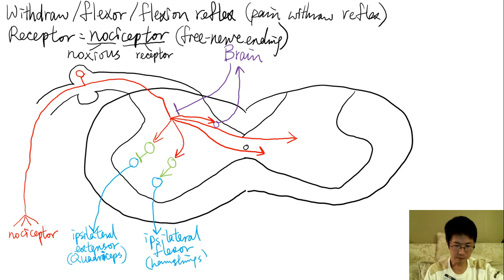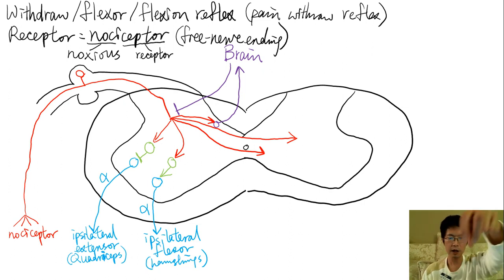All right. So this one is the alpha motor neuron. This is also alpha motor neuron. Okay. There is no gamma motor neuron going back to the nociceptor. So let me explain this. Okay, I don't need to show you. Okay, I can do this.